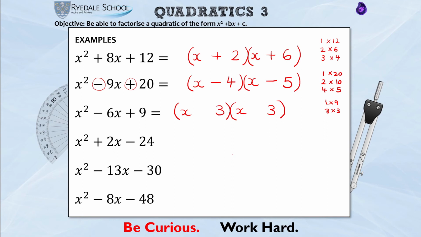What can you tell me about the signs? Yes, they're both the same because it's positive. They are both negative. And I could even take this answer and write it a different way. I could write it as x take away 3 all squared because it is the same bracket being multiplied by itself.